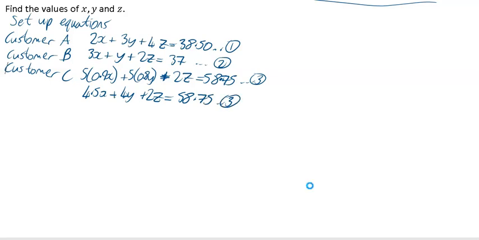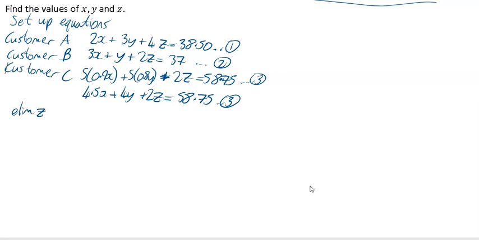Okay, all we're left to do now is to go through and solve these. If you have a look at your equations, equation 1, you've got a 4z in it. Equation 2, you've got a 2z in it. Equation 3, you've got a 2z in it. So definitely, as far as I can see, it looks like it's going to be easiest to eliminate the z. So we'll say that: eliminate z.